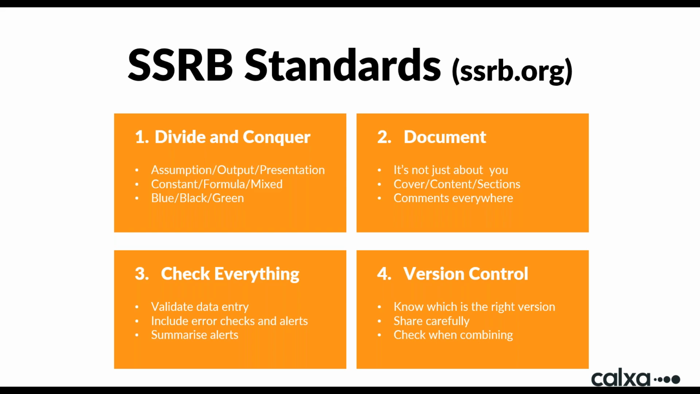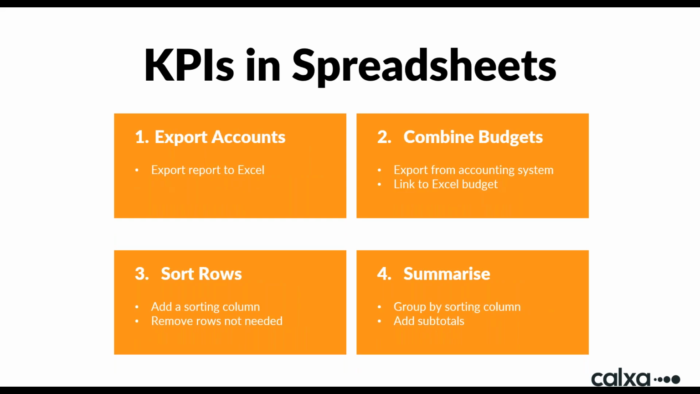Excel, Google Sheets, they all have validation rules that you can set on cells so that if anything's above a maximum or below a minimum, you can highlight it. And then make sure you know which is the latest version of your spreadsheet and share it.